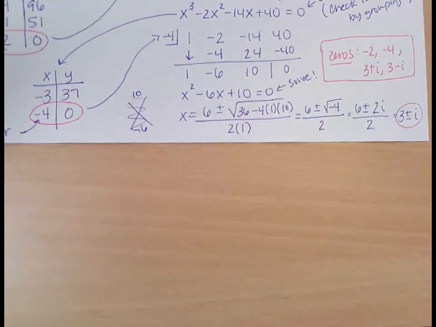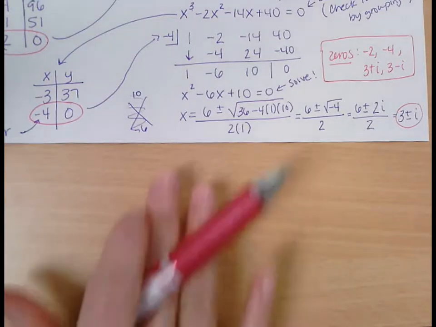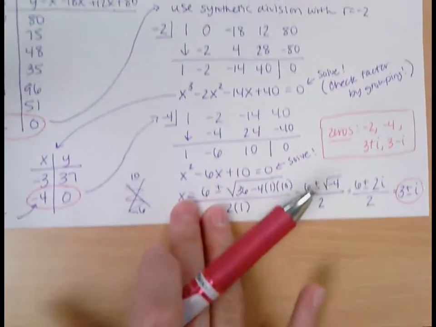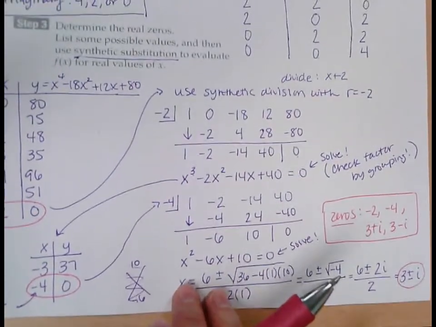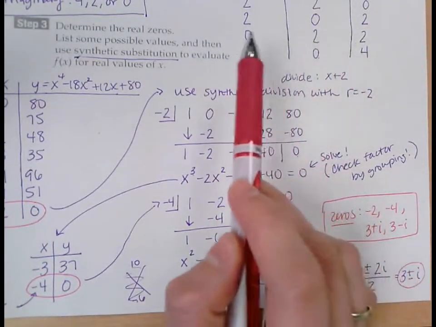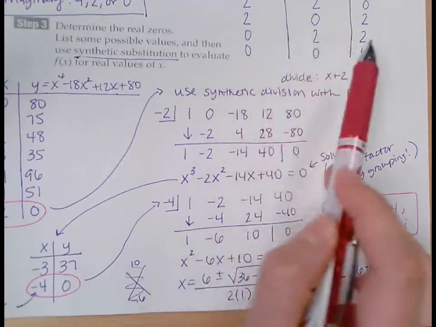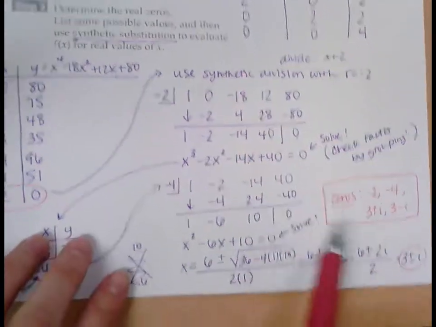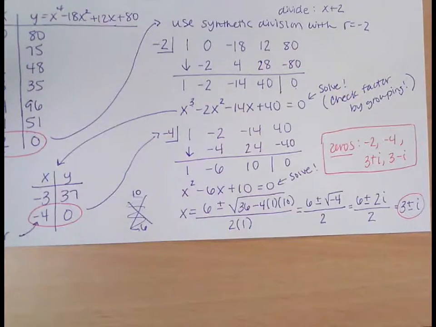But in the beginning, we said we should have 4 answers, and we do. 2 negative answers that are real, and then 2 imaginary. And if you look at the combinations we came up with in step 2, having 0 positive, 2 negative, and 2 imaginary was one of the options we had. That just so happened to be what the form of our answers were.